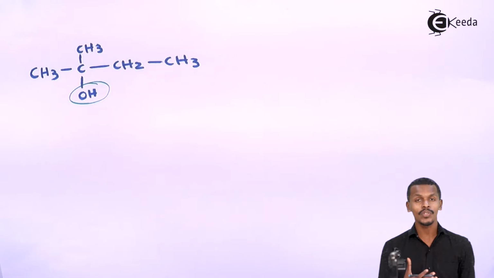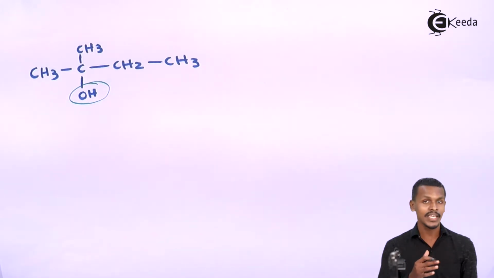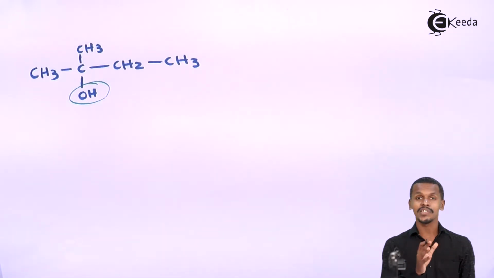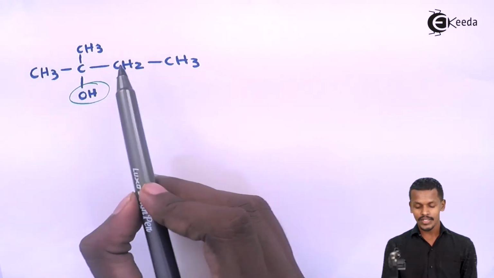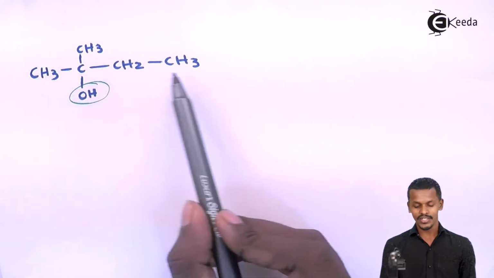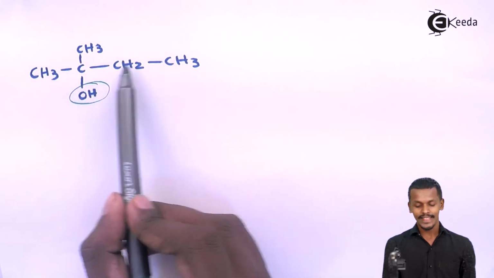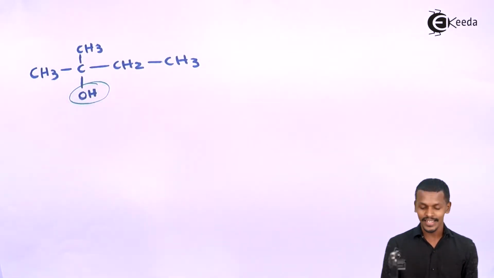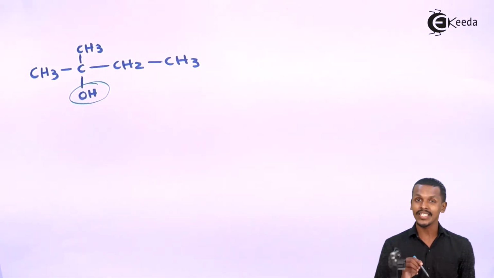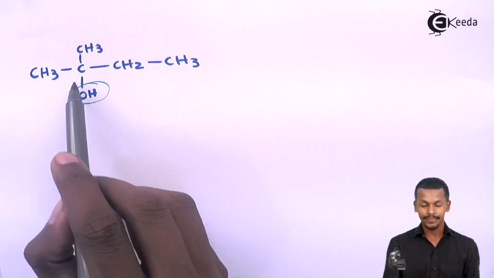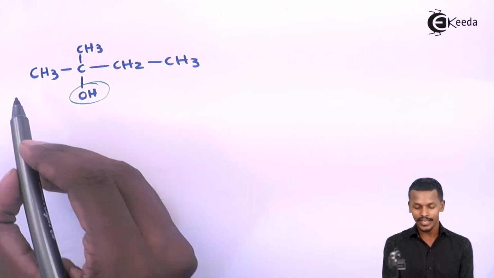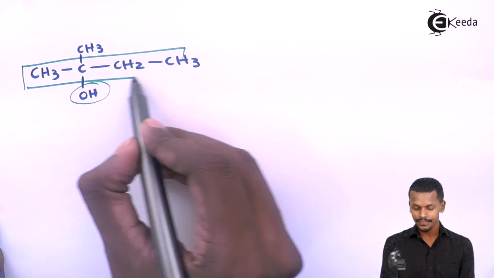And the next thing that we have to do is select the longest chain that consists of the functional group, and that longest chain should consist of carbon atoms. So if we have chosen this to be the longest chain, that is 1, 2, 3, 4, then this would be the longest chain, and the OH group, the functional group, is directly attached to this longest chain. So we could write it over in this way also, as you could see.